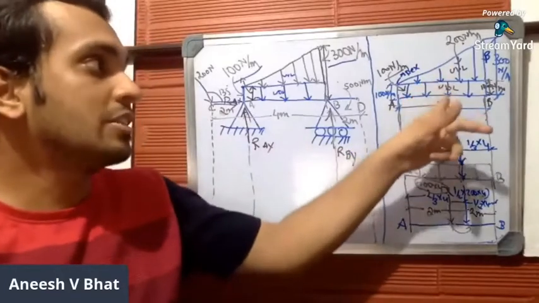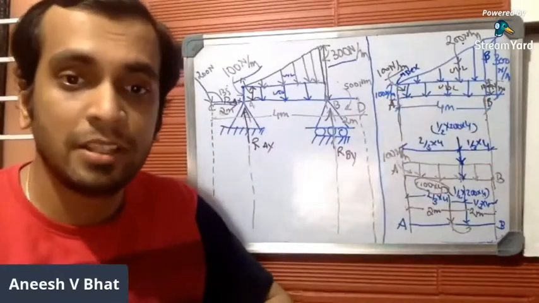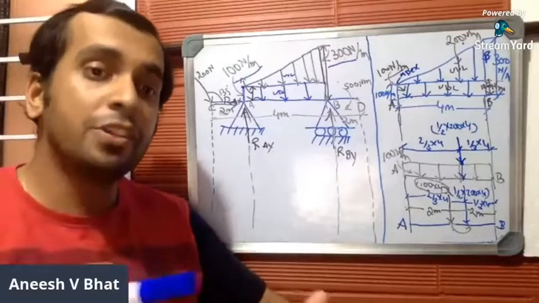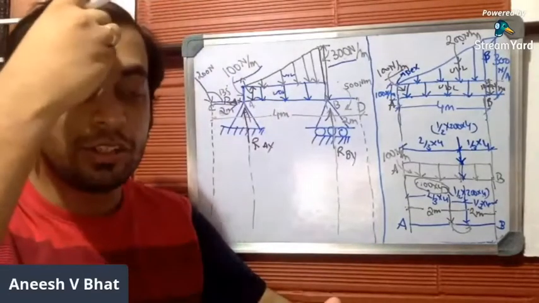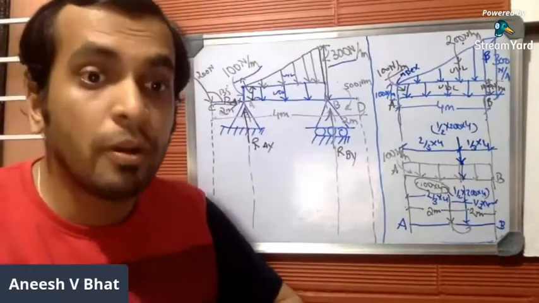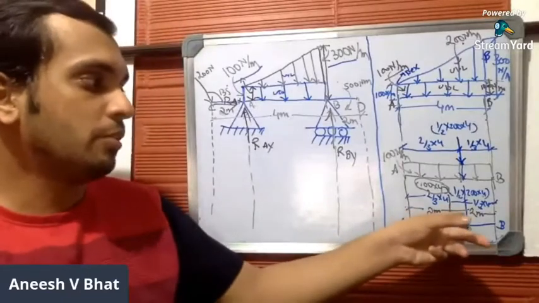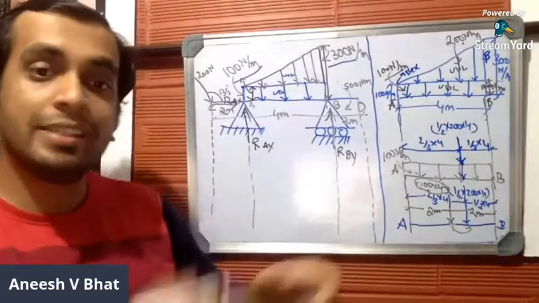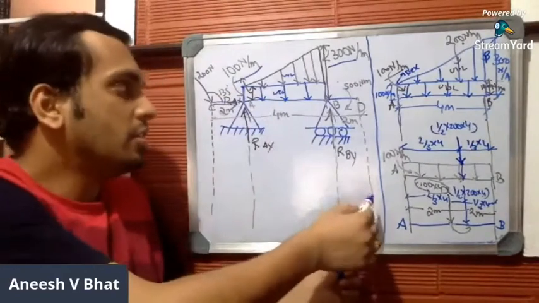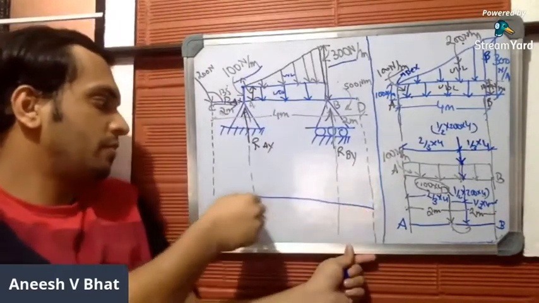If you have 2 loading systems, UDL and UVL, given together, one over another, you'll get 2 point loads. And this is how you convert. These are the 2 point loads. And let us draw the point load diagram. We have not yet drawn the point load diagram. Let me draw it for you.